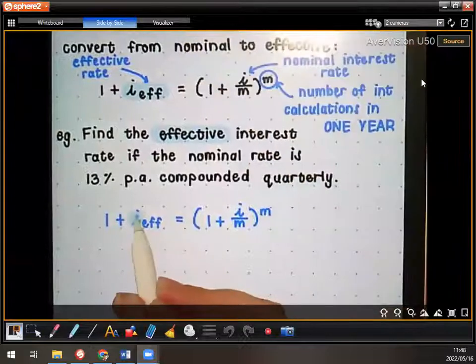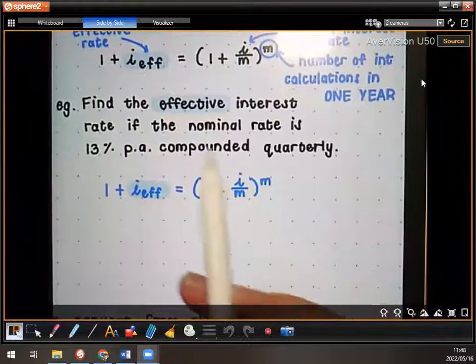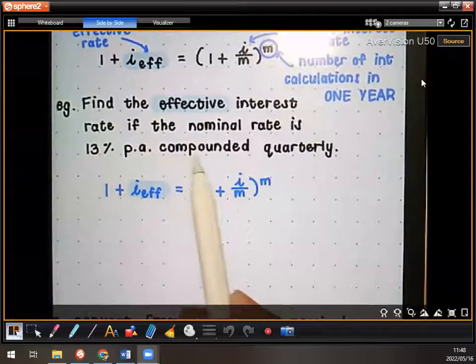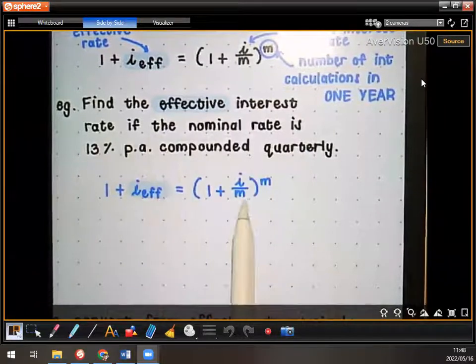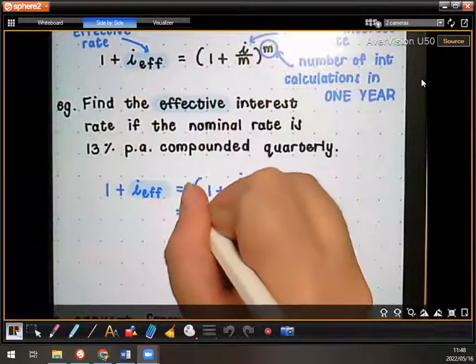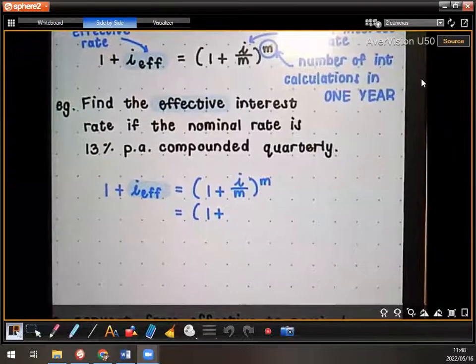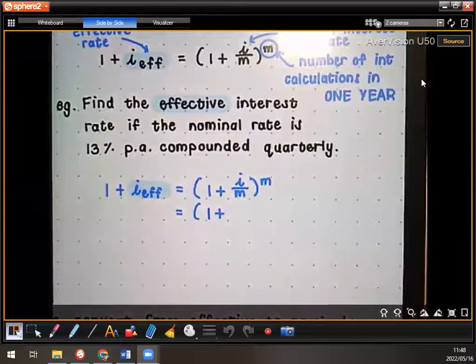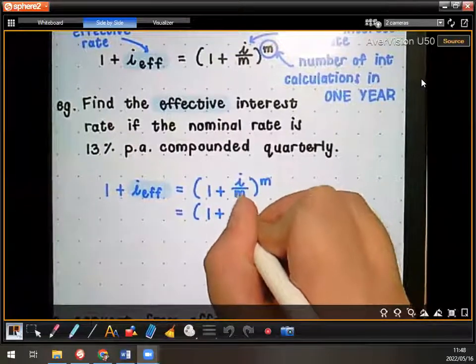Remember, we are solving for this interest rate, the effective interest rate. So we're going to fill in, what did they tell us? 13% per annum compounded quarterly. That's the nominal rate. So that is what we're going to fill in on the right-hand side of the equation. So we're going to say bracket 1 plus, right, so how would we write 13% compounded quarterly? 13 over 400. How many quarters are there in a year? 4. So we're going to write that as 13 over 400.